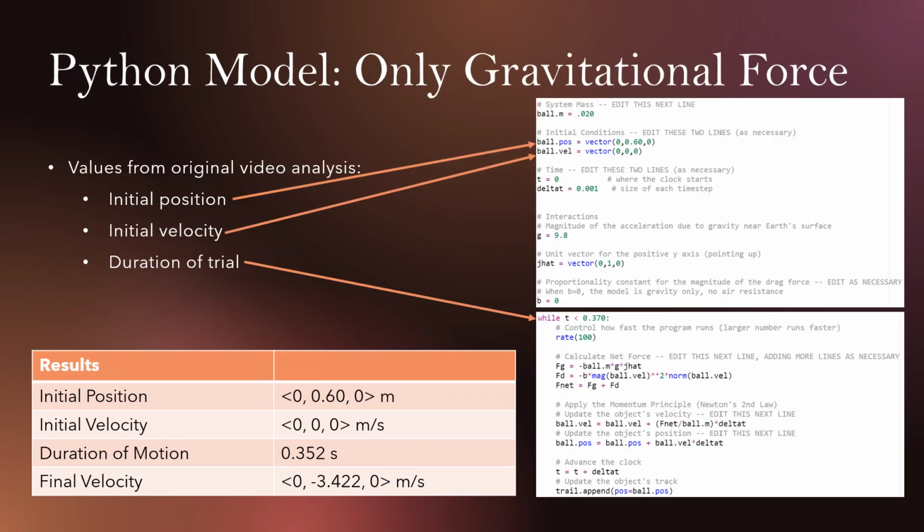This is the coding for the Python model taking into account only gravitational force. As you can see, b equals 0, meaning there is zero drag acting on the system. I included the initial position, the initial velocity, and the duration of the trial. As you can see in the table below, the duration of motion from when the octopus was released until it hit the ground is much lower than what was observed in the Tracker model, and the velocity was also much steeper.